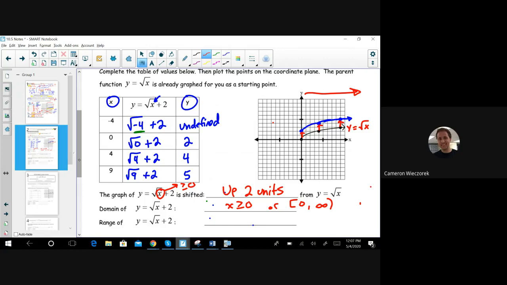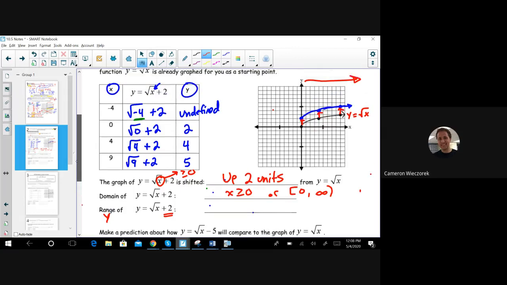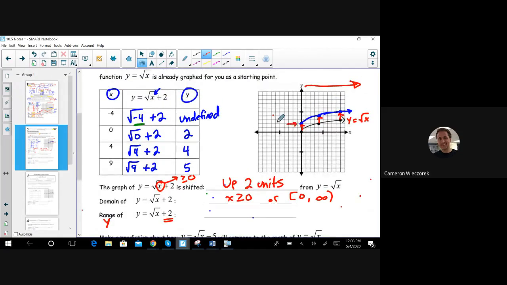What the +2 affected was the range, because it moved it up and down, which affects the y direction. If you look at your range for this, the lowest the graph ever reaches is 2, and then it goes up forever in blue.